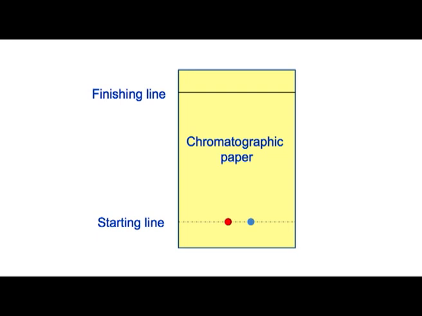Draw the starting line using a pencil across the paper, 5 cm up from the bottom edge of the paper. On the starting line, marks are made 2 cm apart from each other for the sample spots. The sample to be applied is dissolved in a mobile phase, that is, a suitable solvent, and applied as a small spot on the starting line using a capillary tube, or we can use a micropipette as well.